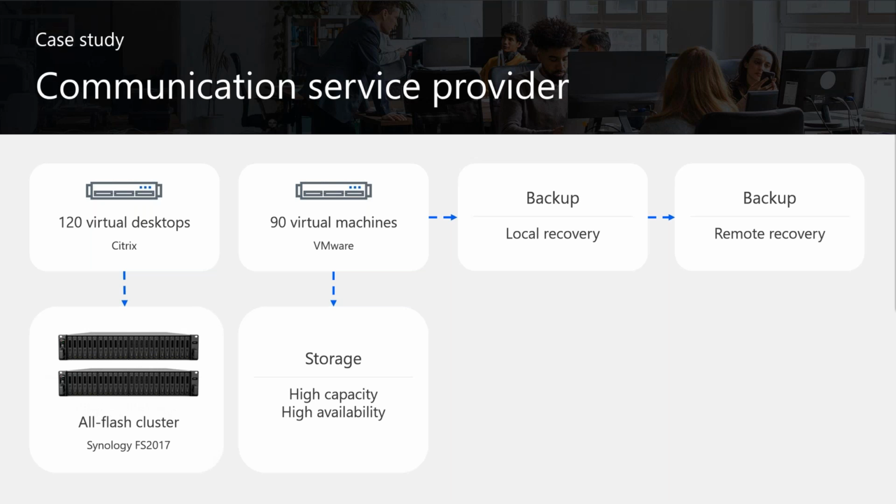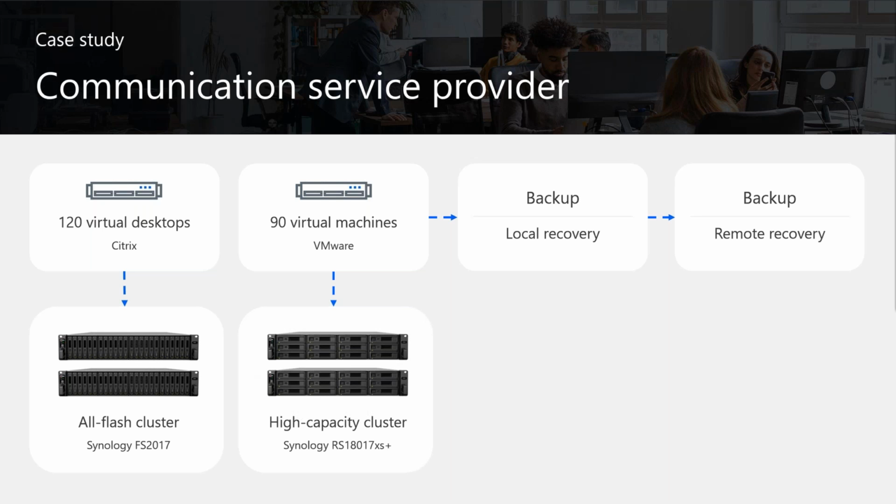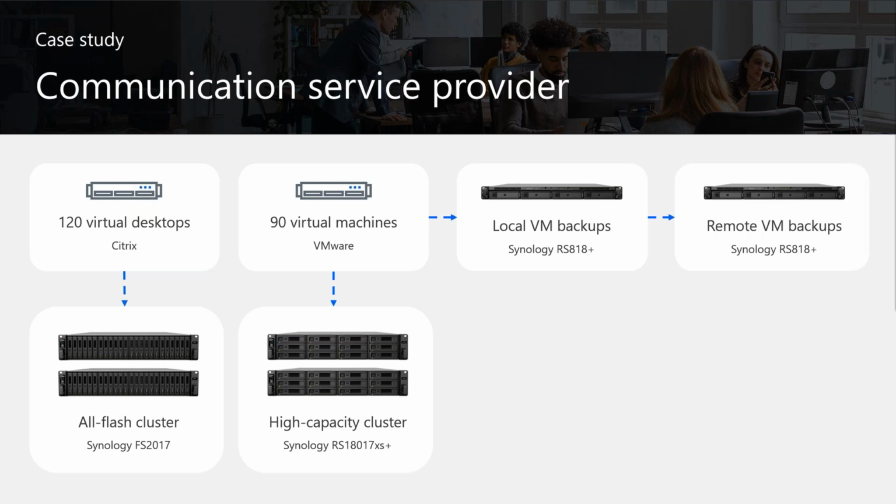In the VMware environment, where the focus is on storage, they use two 12-bay NAS that have very extensive expansion capabilities. And then for the backups, they have a one-use server, and then it just backs up to another one-use server that is located off-site.